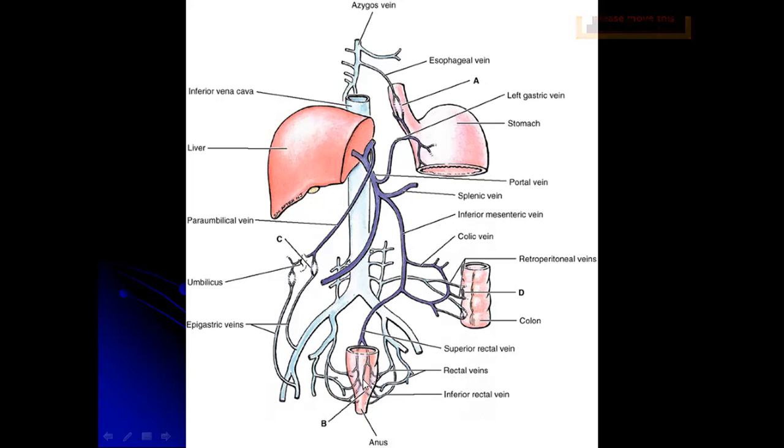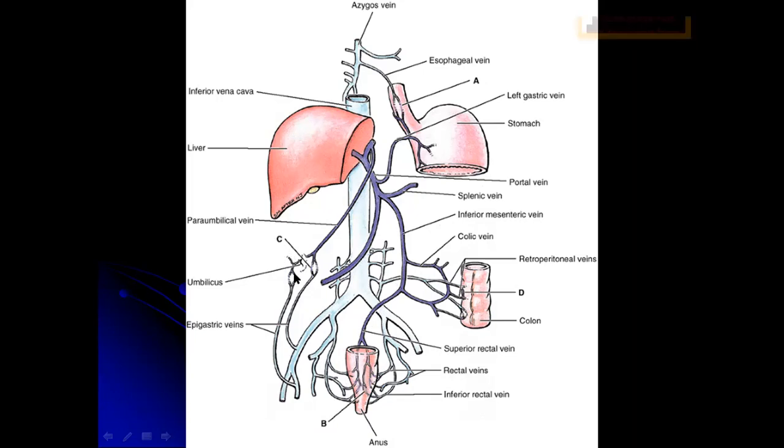Now, another anastomotic network, B, we find at the rectum and anal canal. Here the superior rectal vein is shown in violet color, which is one of the tributaries of the portal vein. It forms an anastomotic network with the middle and inferior rectal veins, which are tributaries draining into the inferior vena cava. So at the rectum and anal canal also we have portocaval anastomosis.